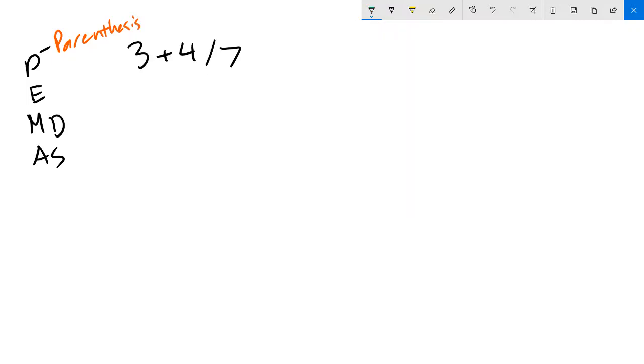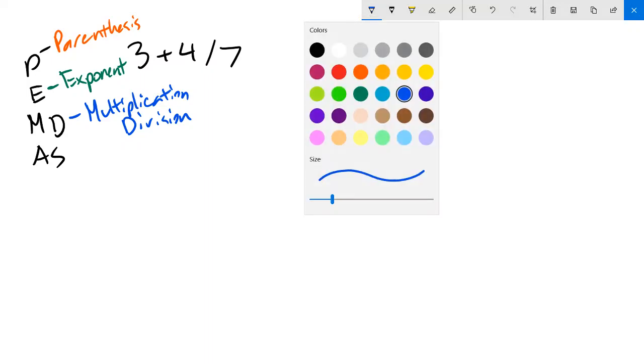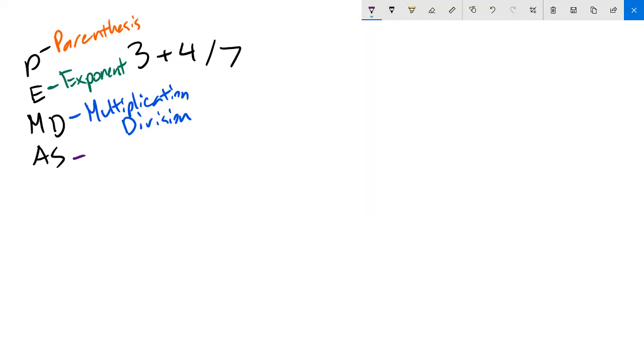The E stands for exponent. The M and D stand for multiplication and division. And the addition and subtraction is what AS stands for. And this is the order we do things in, or we solve problems and we resolve operators. Start from the top, go to the bottom.